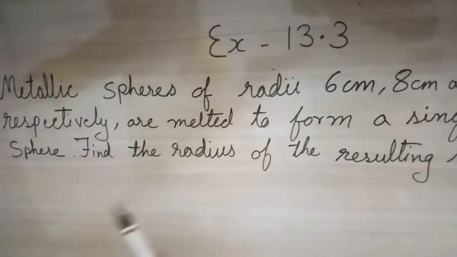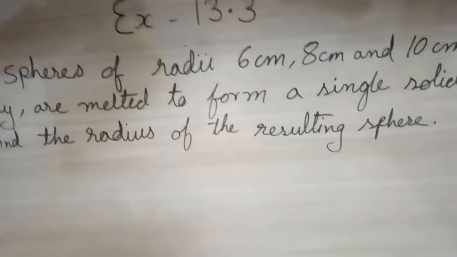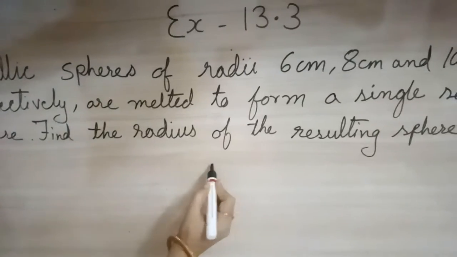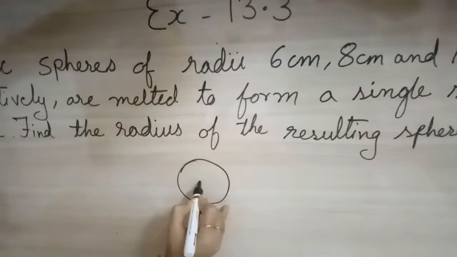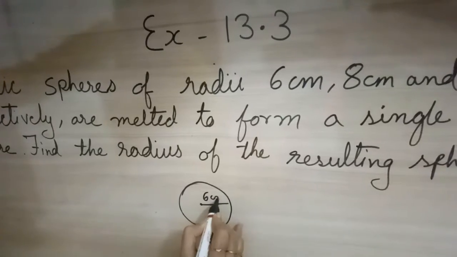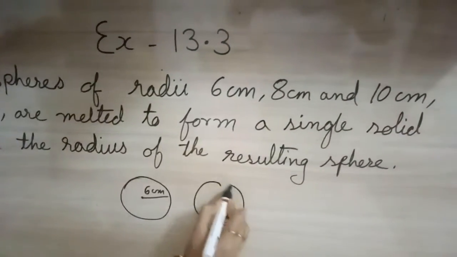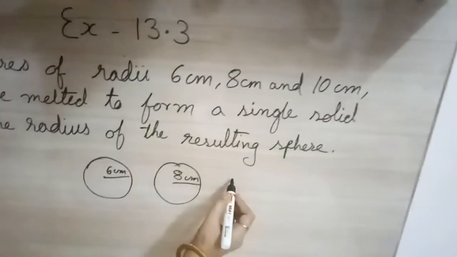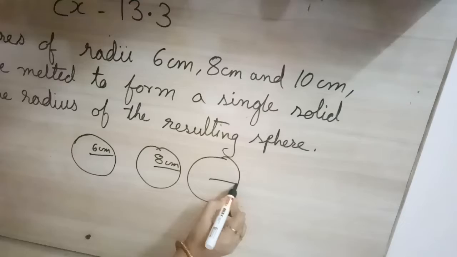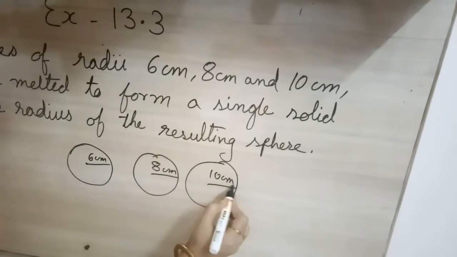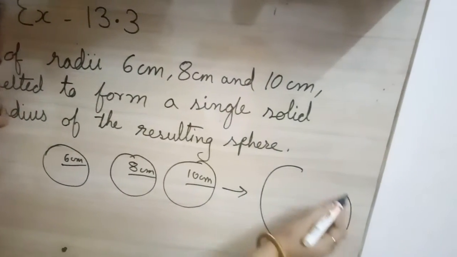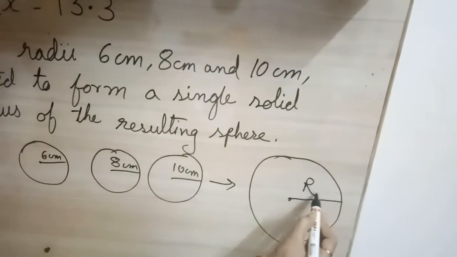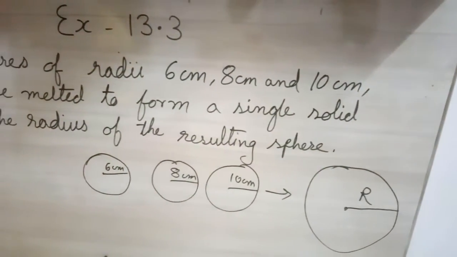Again we know that जब हम कोई चीज रिकास्ट करते हैं या मेल्ट करके कुछ नया बनाते हैं तो volume before और volume after the conversion remains same. So first step is, let us think of 3 spheres. First radius is 6 centimeter, then sphere second radius is 8 centimeter, then again third sphere radius is 10 centimeter, and they are recasted into a single sphere. Obviously that radius will be big and we don't know, we have to find the radius of that resulting sphere.